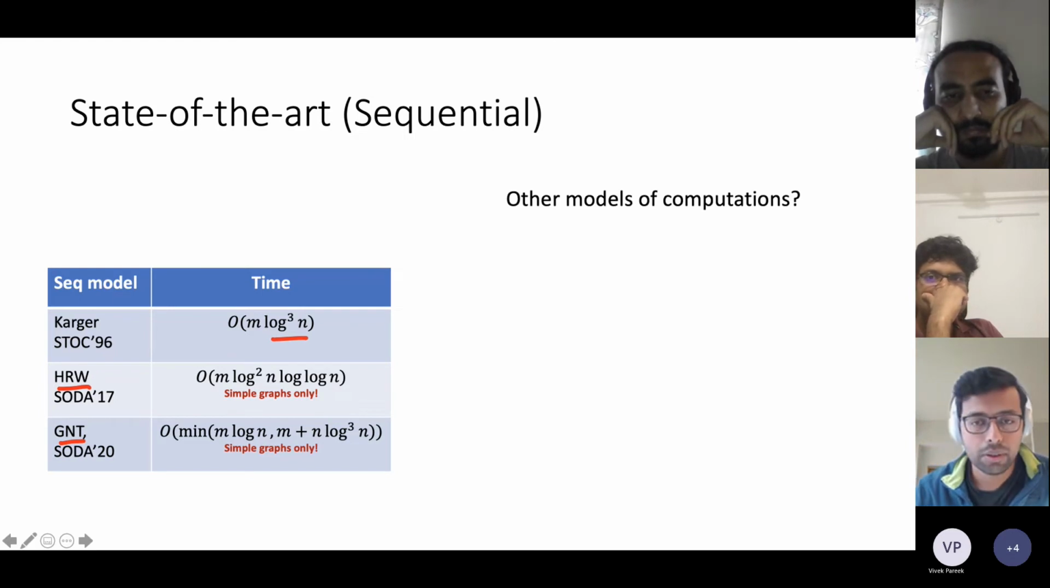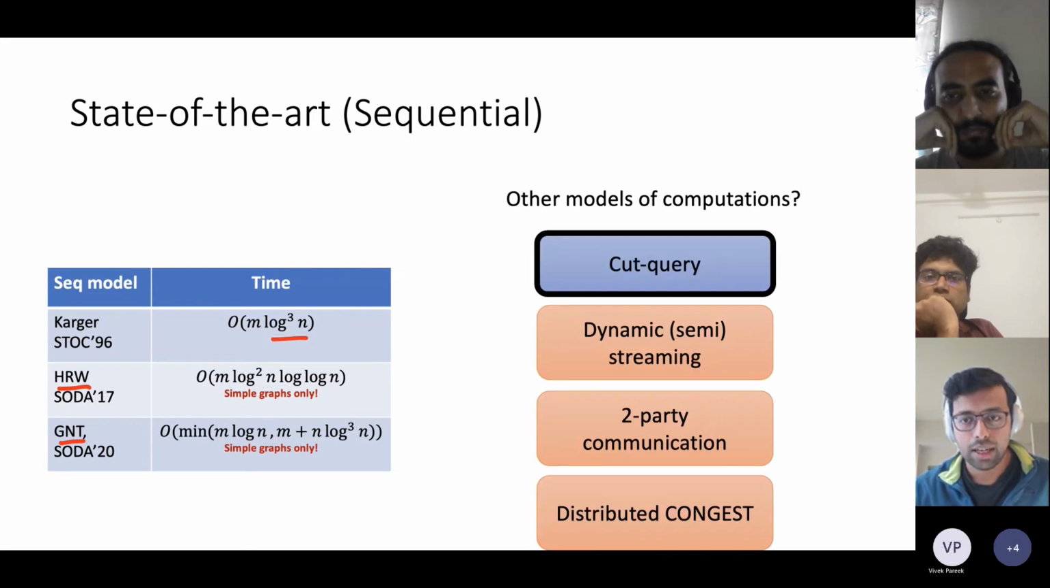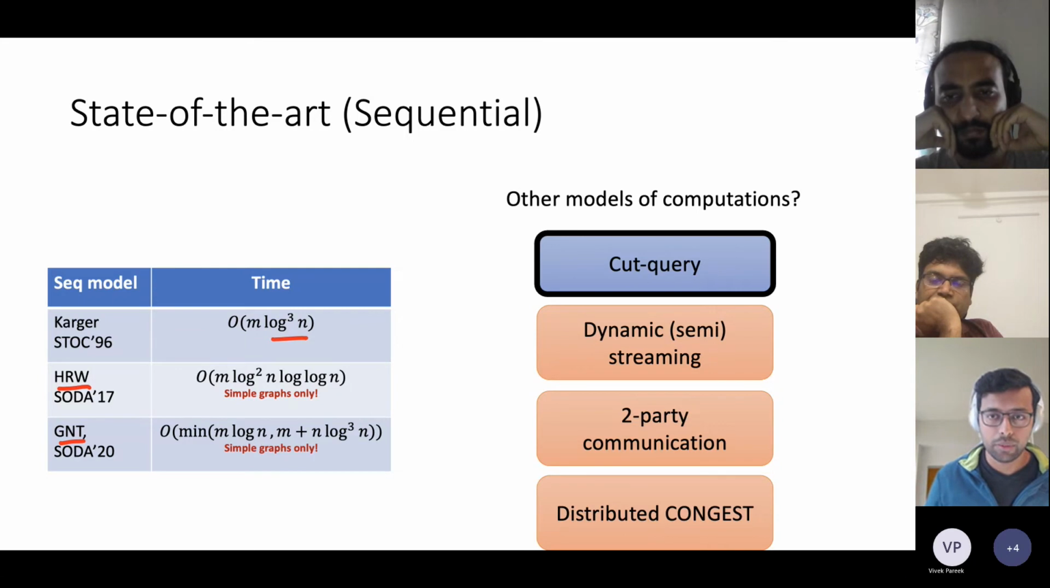Okay, but in this talk, we would be interested in other models of computation as well. And to be very honest, the whole talk is going to be on some other models of computation. We are interested in four to five models of computation. I'm going to talk mainly on the first model written here, which is the cut query model, and I will explain what the cut query model is. But we are also interested in semi-streaming models, communication models, distributed models, as well as parallel models like PRAM models.